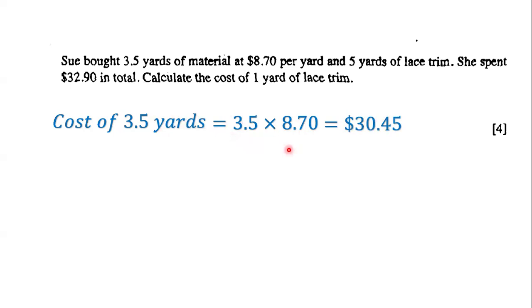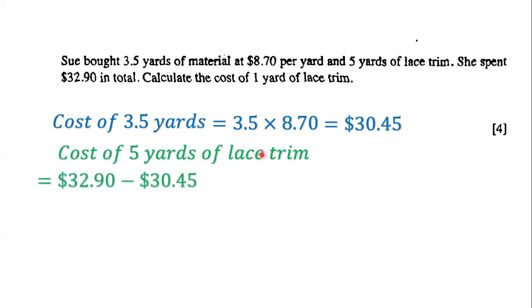Now, we know that she spent $32.90 in total. But she did not only get the material, she got 5 yards of lace trim. So what is the cost of 5 yards of lace trim? Well, the cost of 5 yards of lace trim is going to be the total amount that she spent minus $30.45. Now we use $30.45 because that's the cost of the 3.5 yards of material.